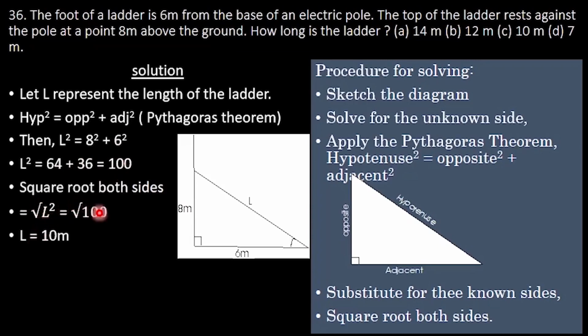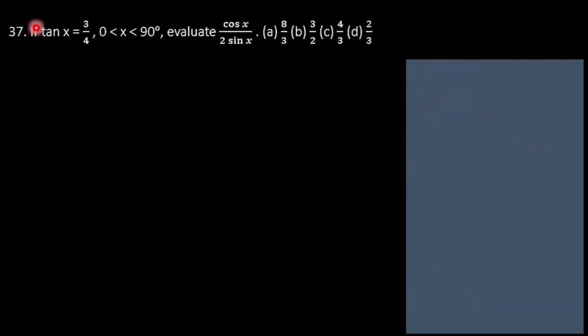Question 37. If tan x is equal to 3 over 4, 0 less than x and x less than 90 degrees, evaluate cos x over 2 sin x.